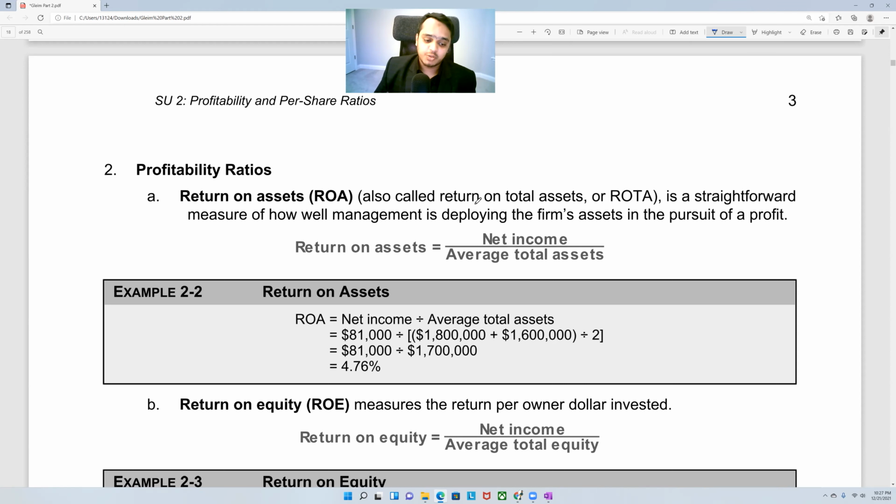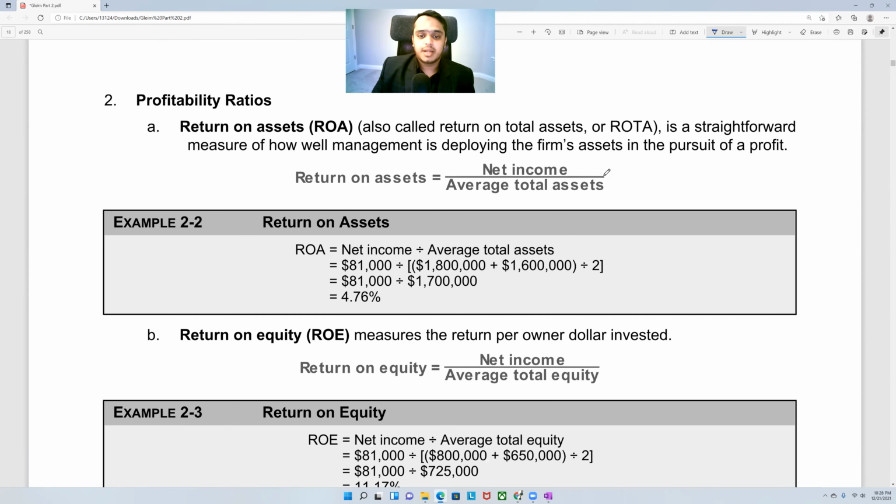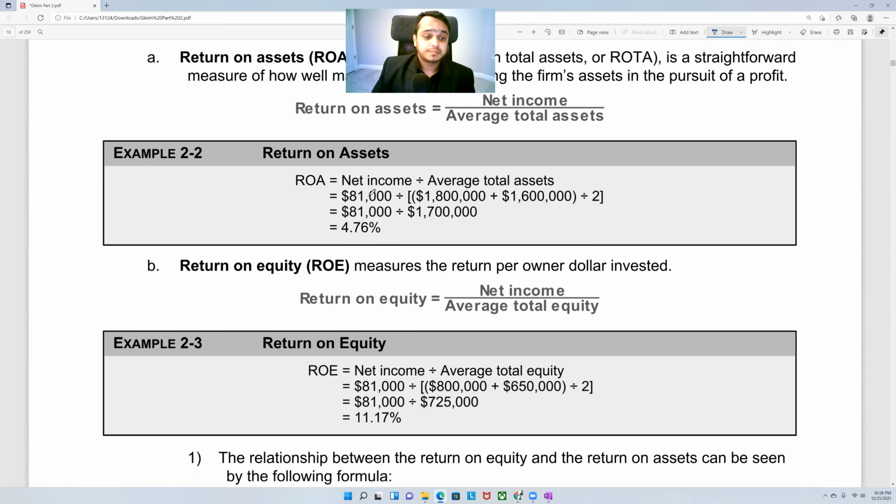How do you get your average total assets? Your previous year assets plus this year assets divided by 2. Your opening asset value and your closing asset value, divided by 2. You get your average total assets, and that is what net income is to be divided by. The net income is nothing but your earnings before tax, after deducting interest. Net income by average total assets, your return on assets, you've got it.